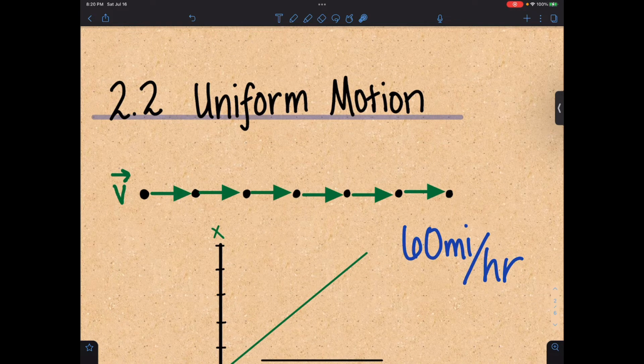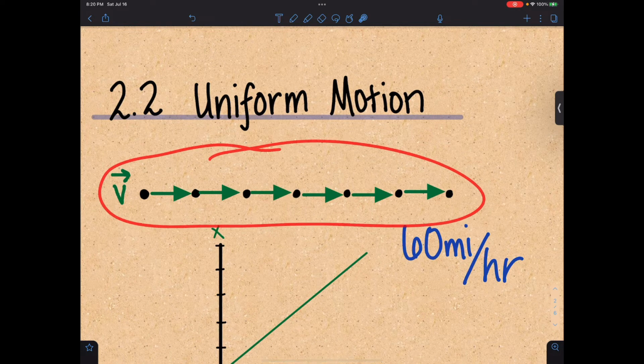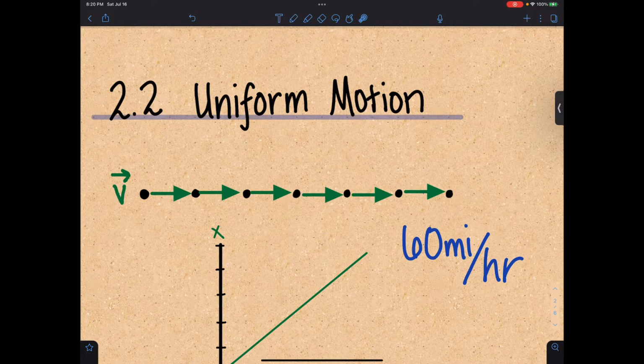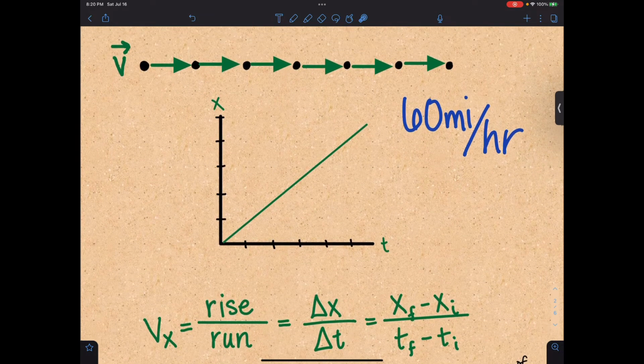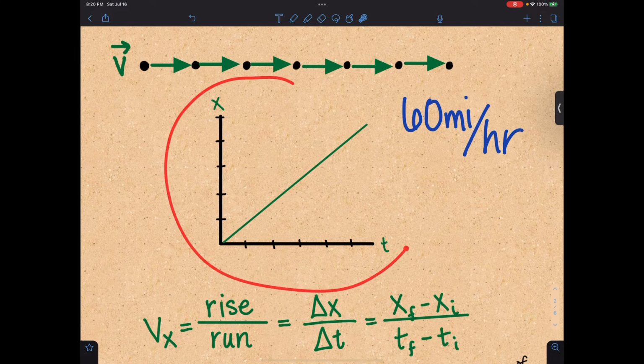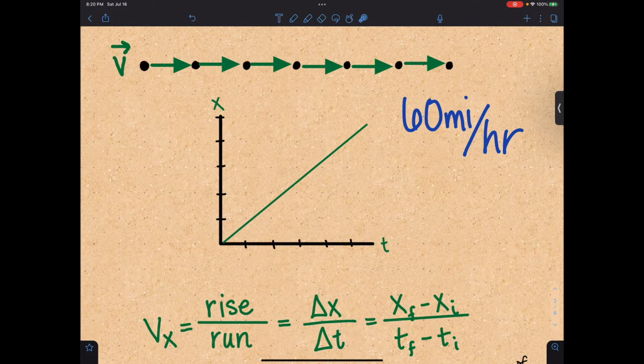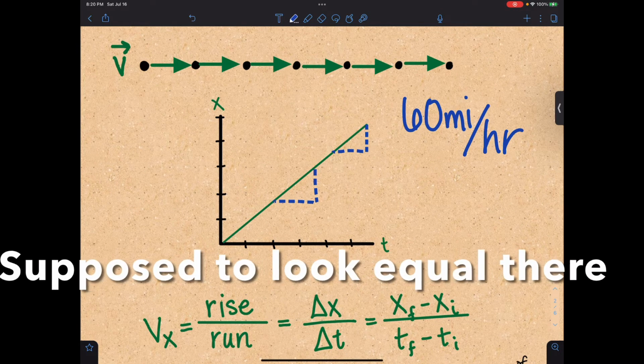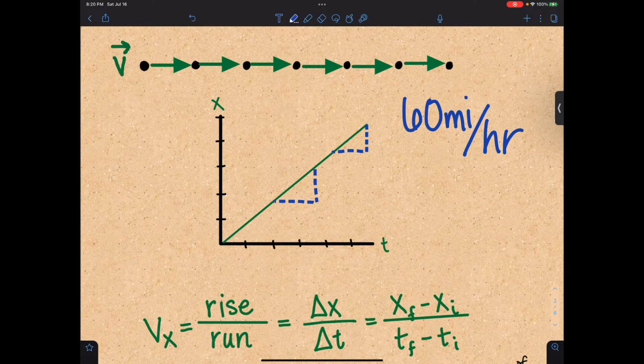And that always has a motion diagram that looks like this. And it always has a position time graph that looks like this. When the velocity is uniform, it's always going to be a straight line. That means that for every displacement, like we could choose a displacement like this or like this, then the time interval is always going to be the same as well. I didn't draw those great, but you get the idea.